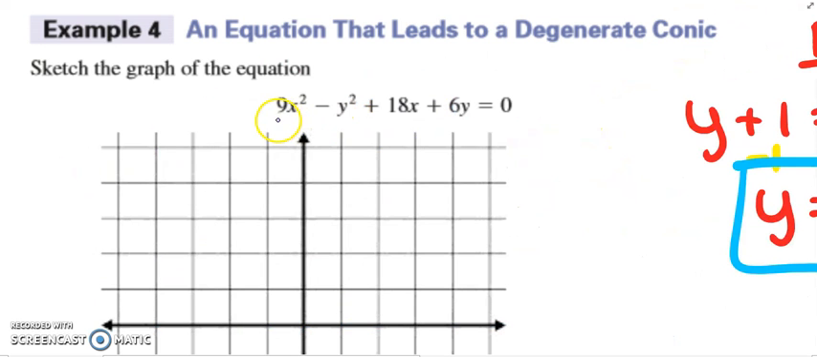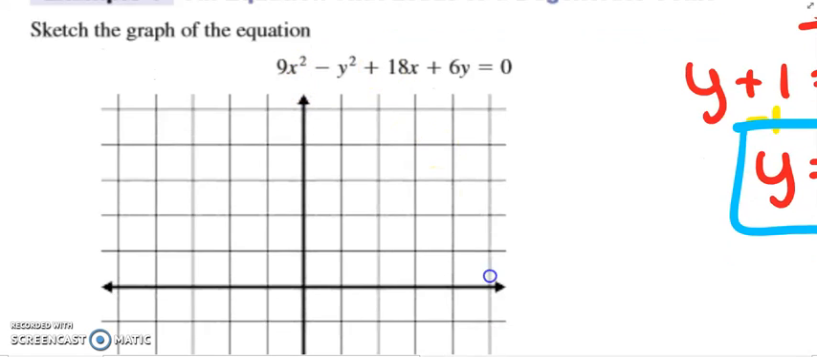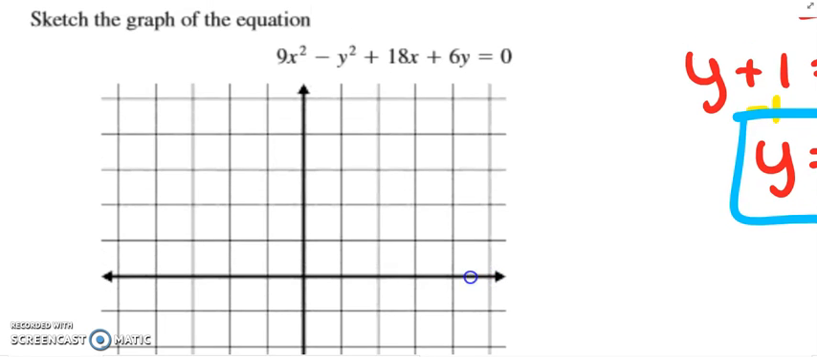We think hyperbola because they have opposite signs, but we need to get it in the hyperbola form, which means we need to do what? Complete the square. Okay, so we're going to need to complete the square, but the problem with completing the square here is what? Yeah, I got to rearrange. I got to put my x and my x and my y and my y.